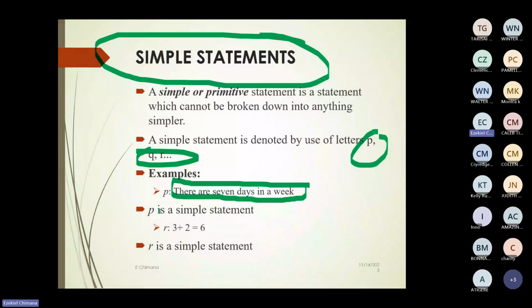So P is a simple statement. Then we can also have R such that 3 plus 2 is equal to 6. This one is also a statement, and it's a simple statement. You cannot break this one down. 3 plus 2 is equal to 6. It has got a truth value of what? Of false, because 3 plus 2 is actually 5.